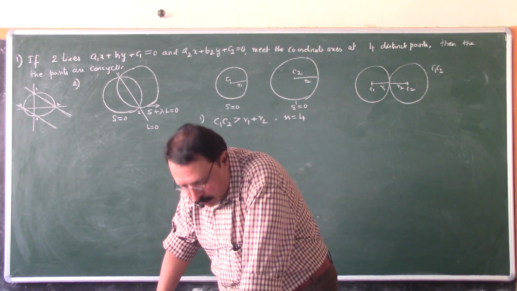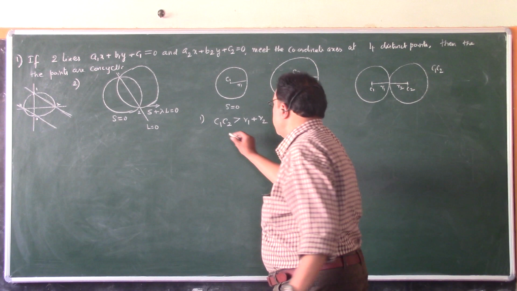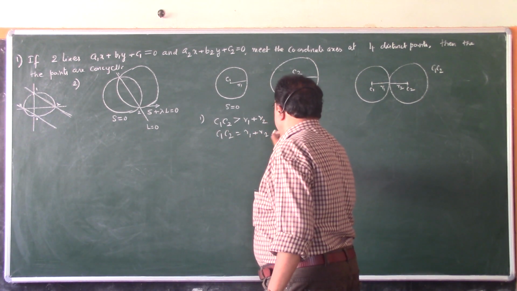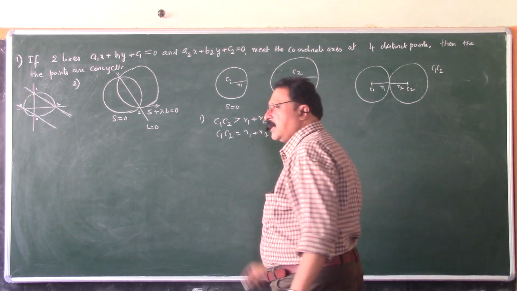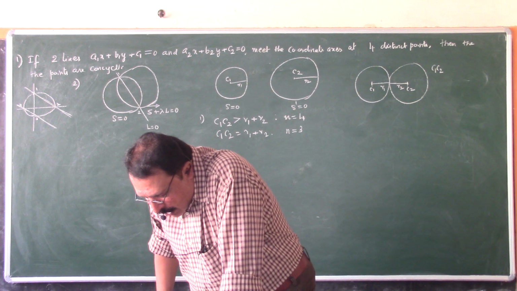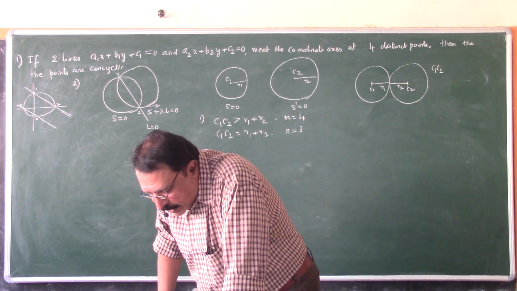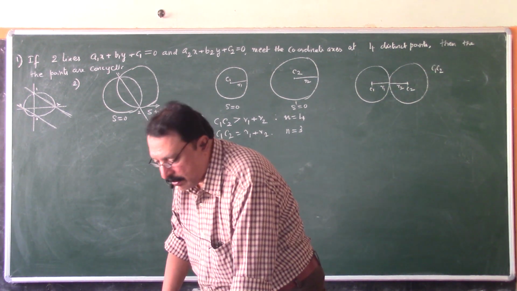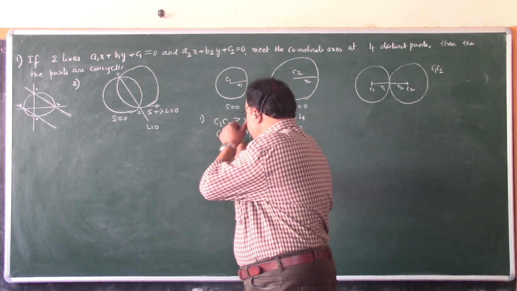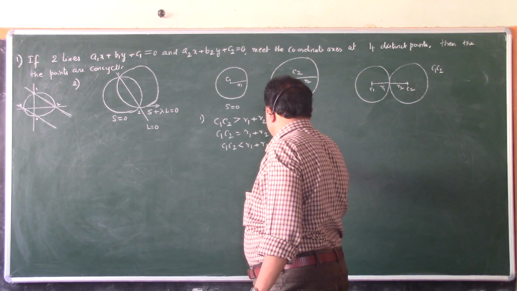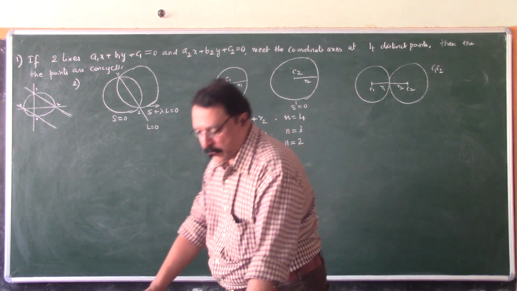If C1, C2 is equal to R1 plus R2, remember this. If C1, C2 is equal to R1 plus R2, then the number of common tangents is 3. Then if R1 minus R2 is less than C1, C2, or C1, C2 is less than R1 plus R2, then the number of common tangents is 2.